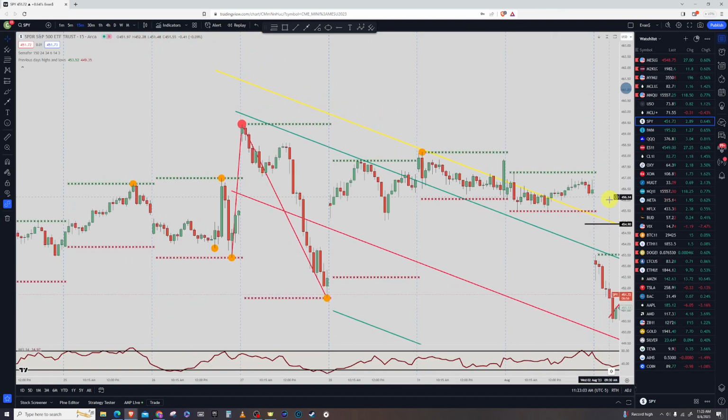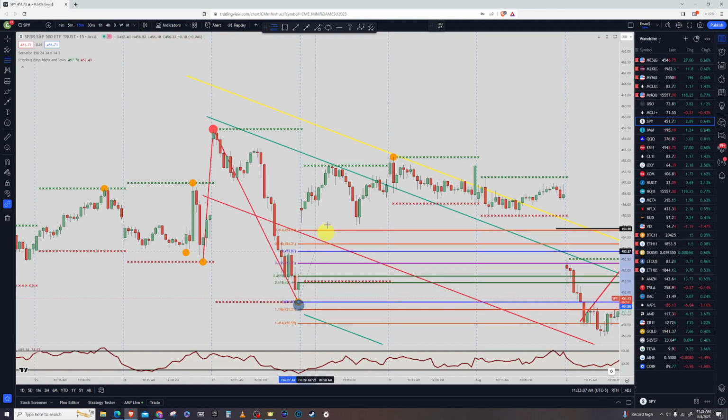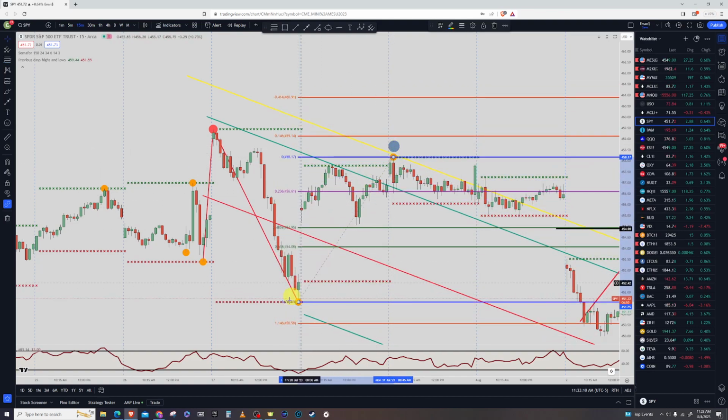To look for the original exit point, we just draw from the low of the move up to the high, which is the candle where it came back and hit that line. The original target we're looking for is the bottom of the orange lines right here, which is the 1.146 level. That was the original level we were looking for, right about here, 459. But as you can see, price continued to move down.